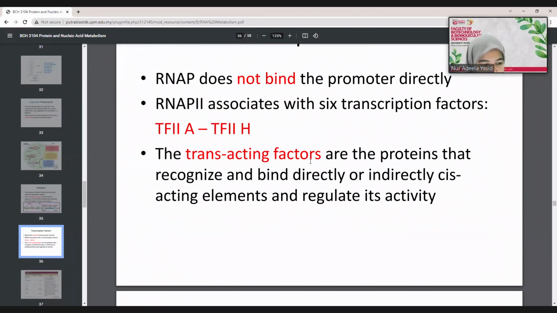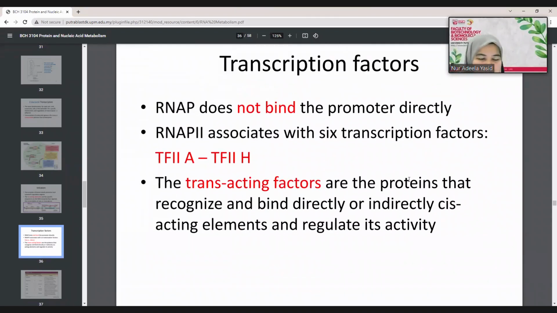All right. So what are trans-acting factors? Just now was cis-acting elements, and this is trans-acting factors. They are the proteins that recognize and bind directly or indirectly to cis-acting elements and regulate their activity.